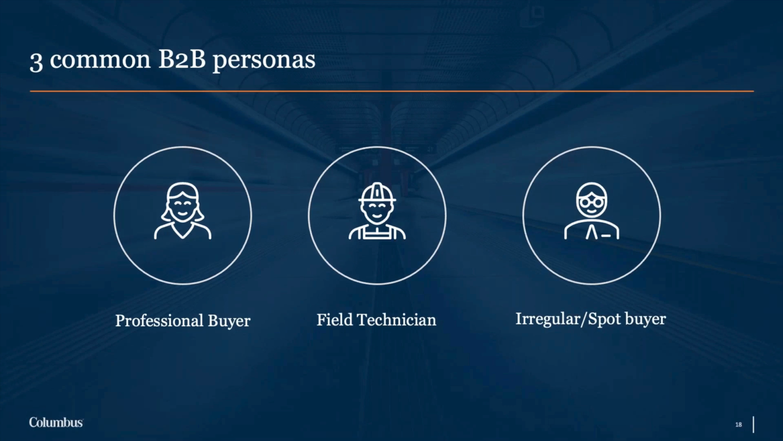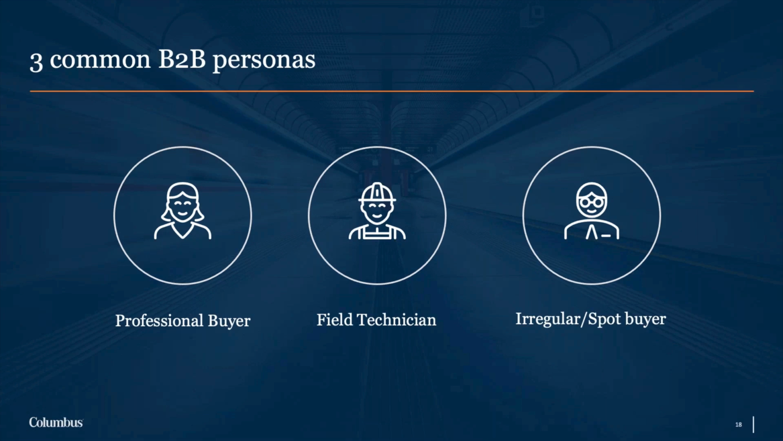At Columbus, we've identified 3 personas that we see are relevant for many B2B companies. The first one we call the professional buyer. They need a convenient way to make large orders frequently. They might want to get an overview of their spend over time, and they also have an objective of lowering prices or cutting costs.